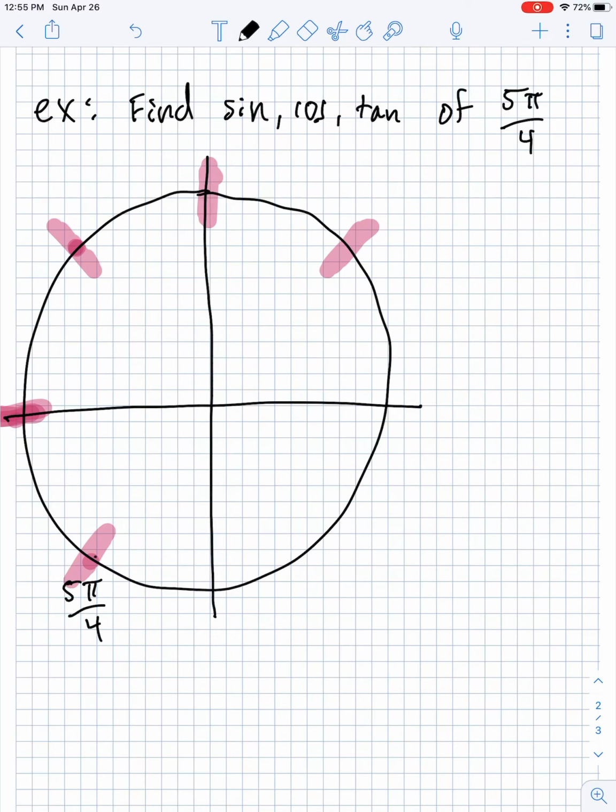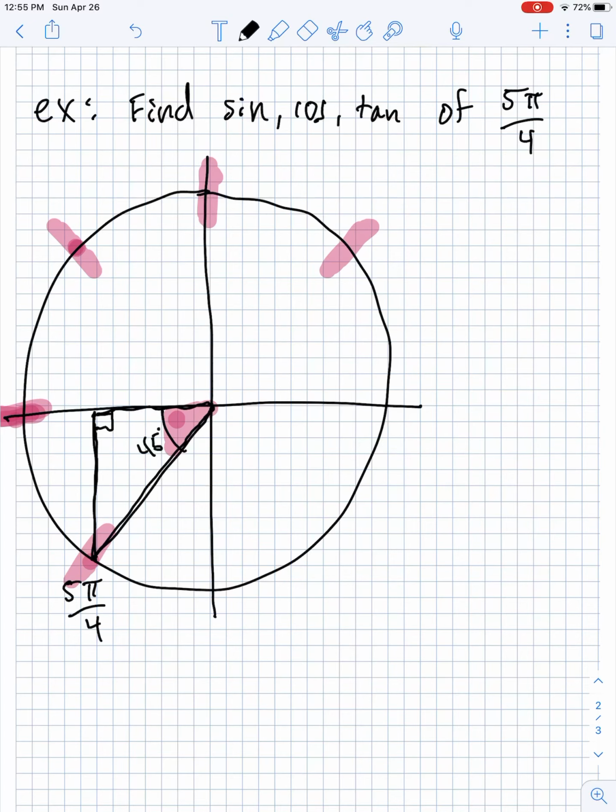I drop my triangle into it, connect it to the origin, drop a line, always back to the x-axis, never the y-axis, always the x. And then here's my triangle. Now, I know that pi over 4s are 45 degrees, so I went 45 degrees past 180, which means that this reference angle is 45 degrees.